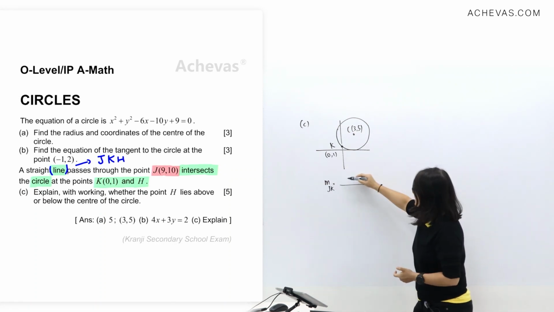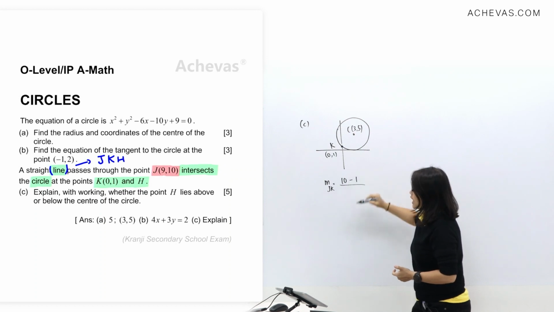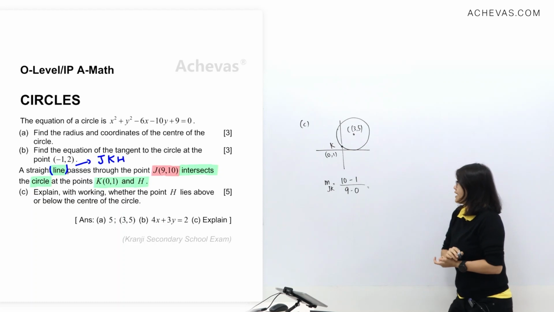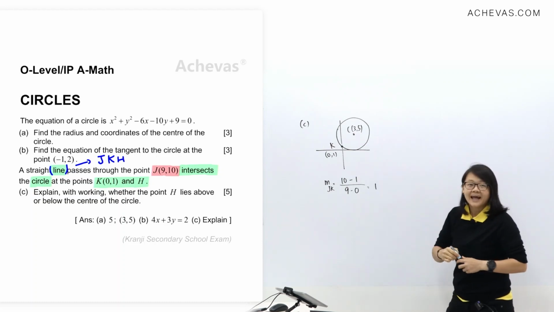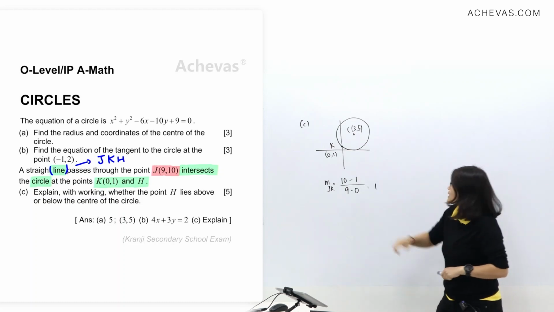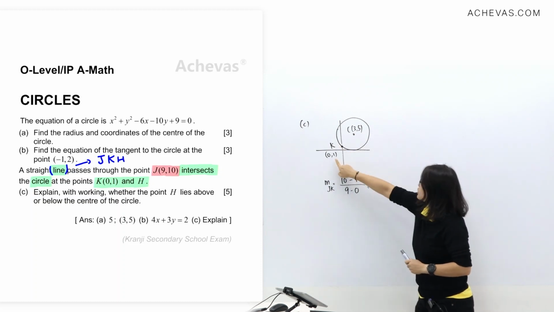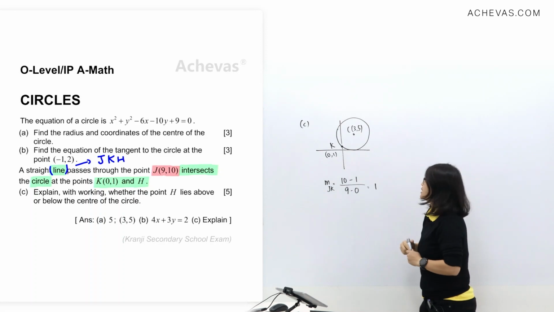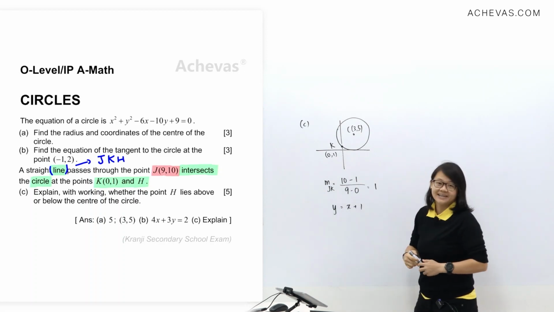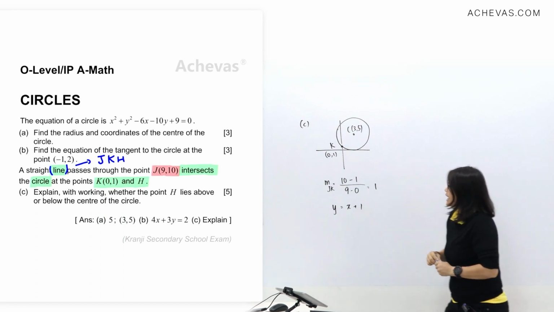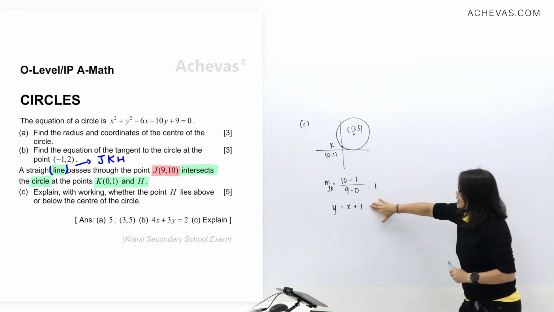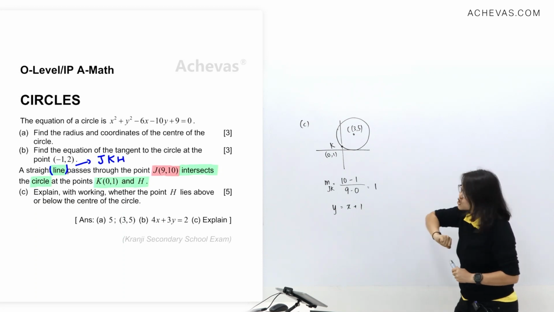Let me just write down here, J and K. And let's do the gradient formula. 10 minus 1 divided by 9 minus 0. So what we have here is 1. And do remember that the line also passes through K. So I'm going to write down the equation just by looking at this one. It will be the y-intercept. So the line will be y equals x plus 1. Easy over here.